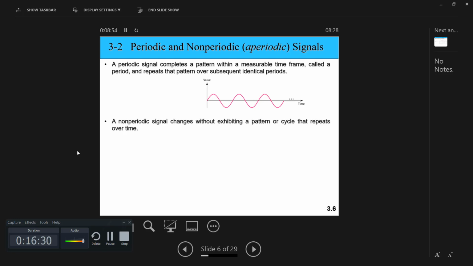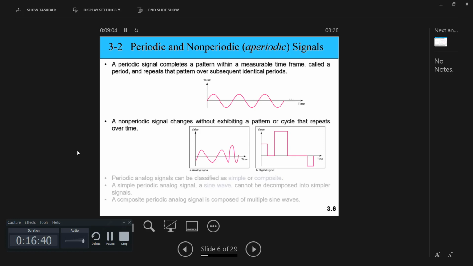And a non-periodic signal doesn't have a specific pattern repeated. So it can be in a shape like this. It doesn't have a specific pattern to be repeated. Okay, so now we talk about signals, periodic and non-periodic.